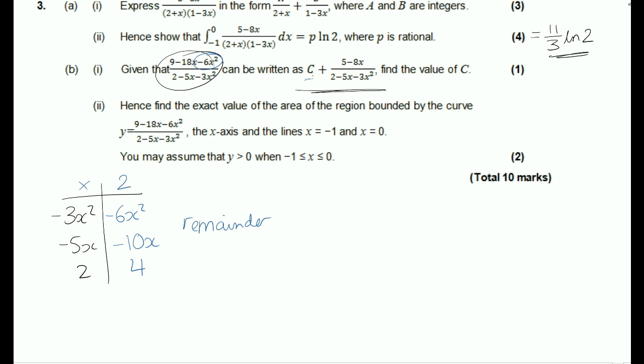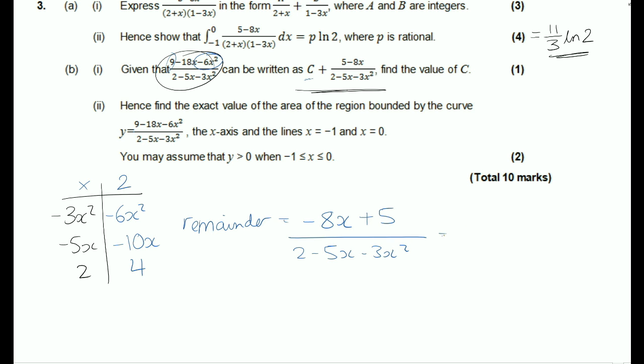Okay, so actually 2 is the answer. 2 is the value of C there, but we do need our remainder. So we're just going to check that that makes sense. So we've got minus 10x, we want minus 18x. So what do I need to do? I need to take away another 8x. We've got 4, sorry, and I want 9. I need to add on 5. And then that remainder hasn't been divided. That's the important thing. That is still over the same denominator as before.